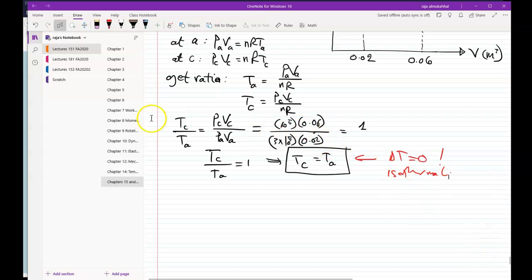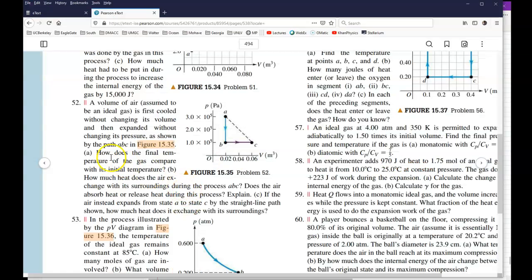Part B says, go to the book: how much heat does the air exchange with its surrounding during the process ABC? Okay, so what does that mean?